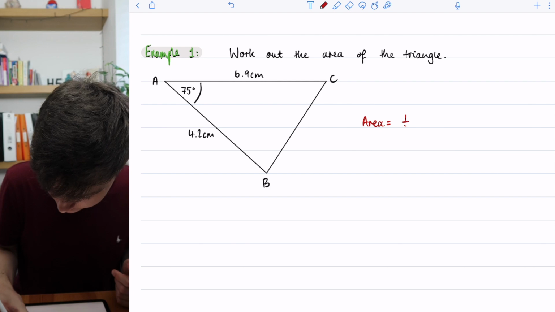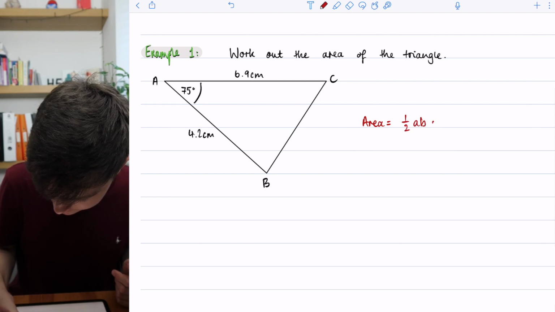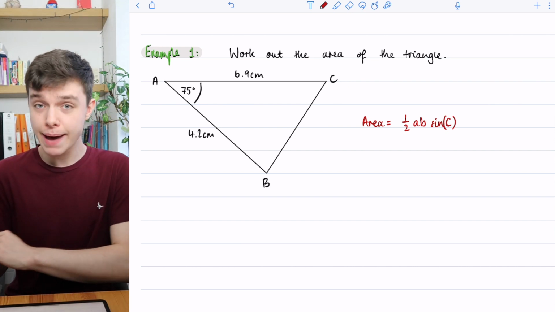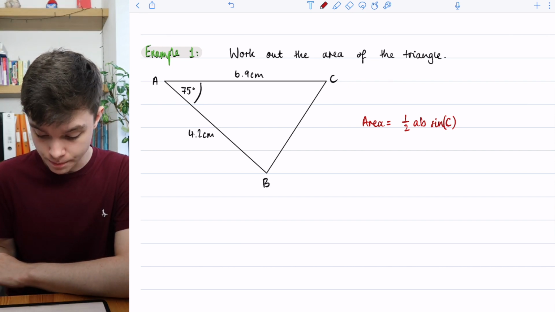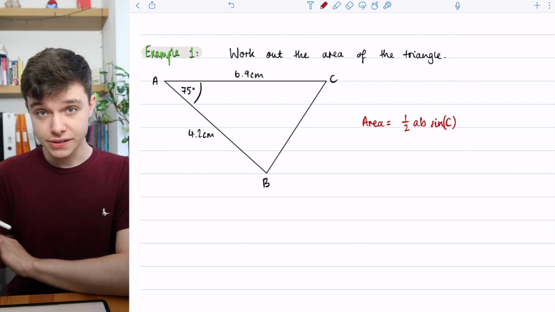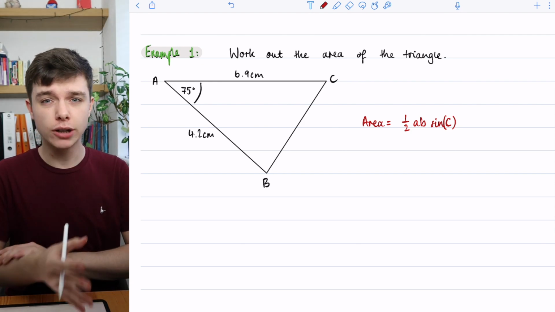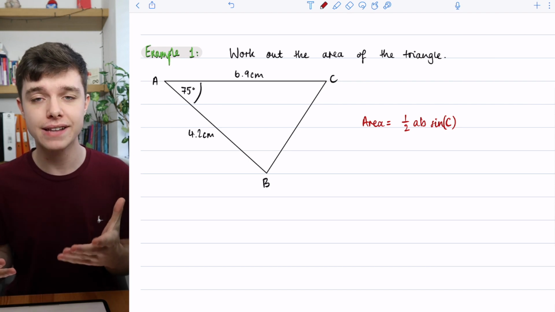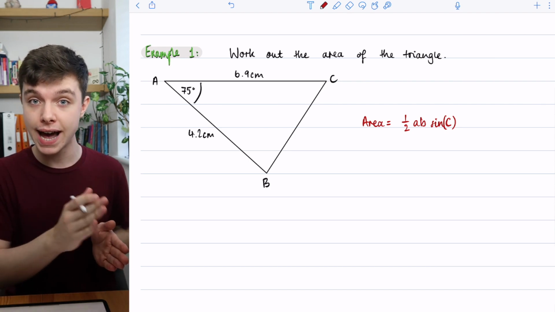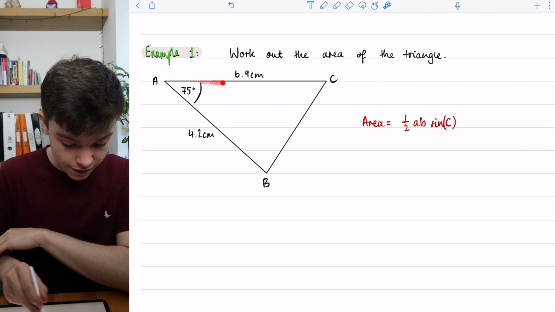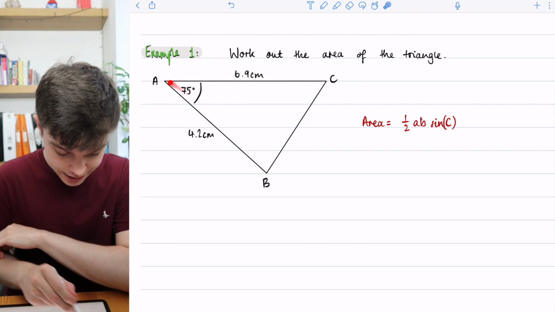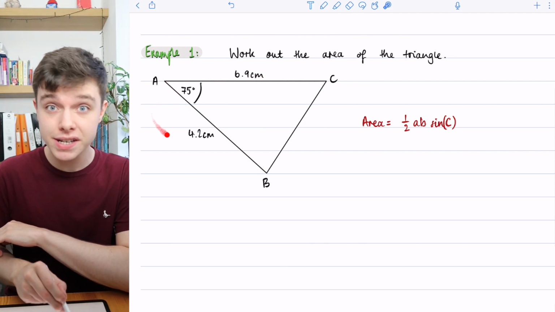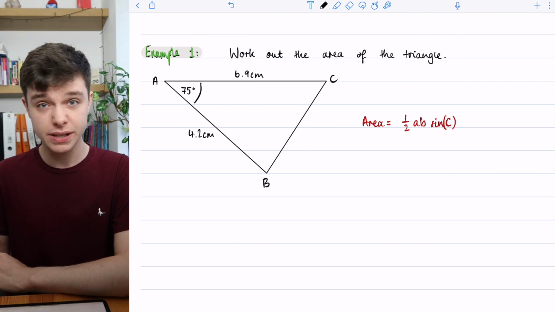The area is half AB sine of C. And I like to put brackets around C, and it's a capital C because it's an angle. Now, A, B and the capital C don't match up on our triangle, but don't worry about that. Don't think about it too much as the formula in terms of lettering. Just think it's the two sides and the angle between them. And we have that. We have this side here, we have this side here, and we have the size of the angle between them. And so it's just pretty simple.